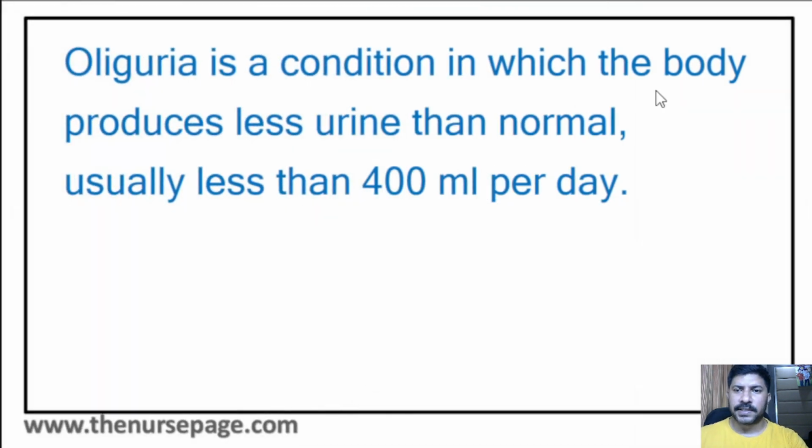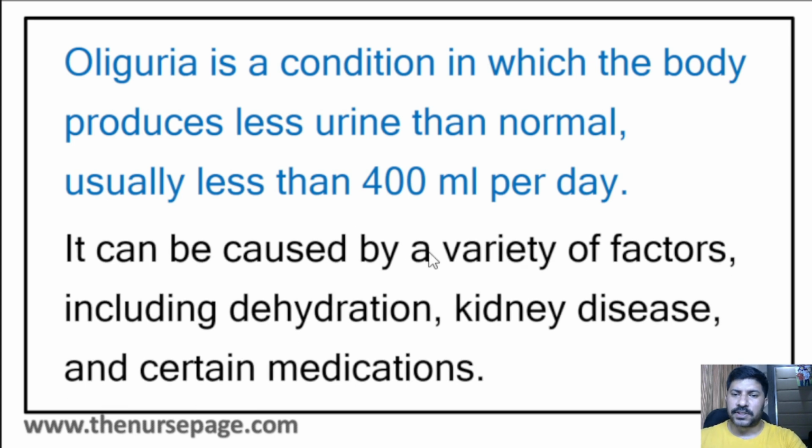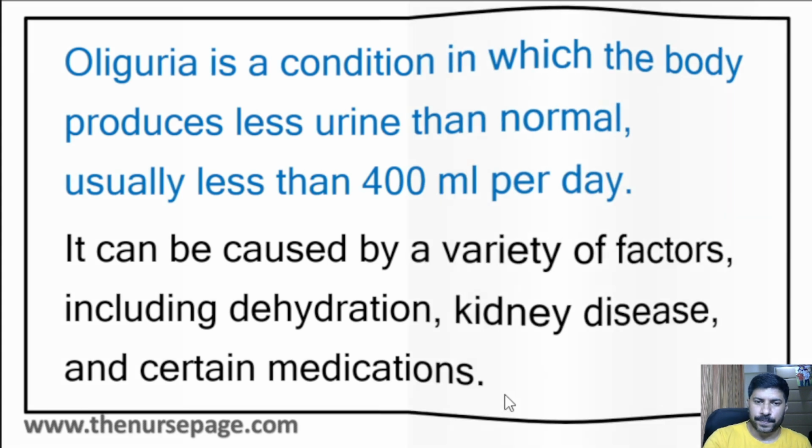Oliguria is a condition in which the body produces less urine than normal, usually less than 400 ml per day. It can be caused by a variety of factors including dehydration. There is a chance to occur oliguria in kidney disease. In early kidney disease, there will be oliguria, then it will go to anuria. Then certain medications: in some medication, there will be a chance for decreased urine output. So these are the causes for oliguria.